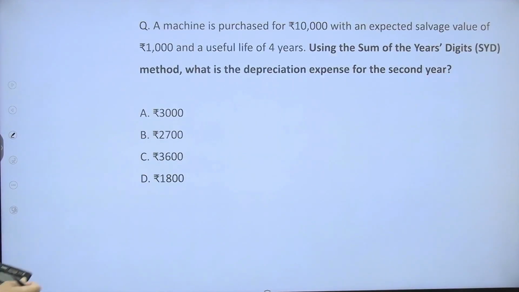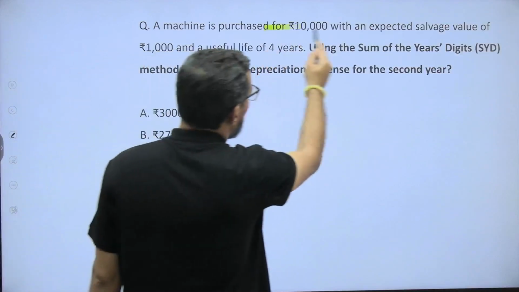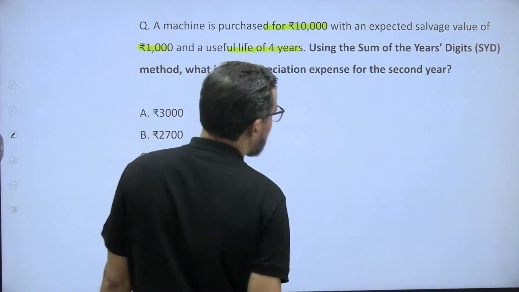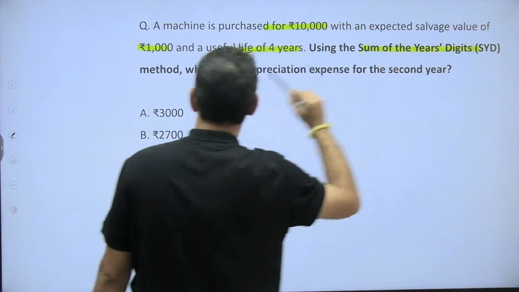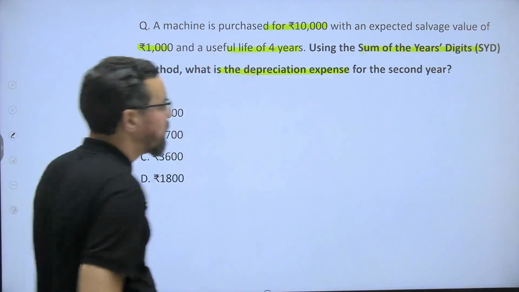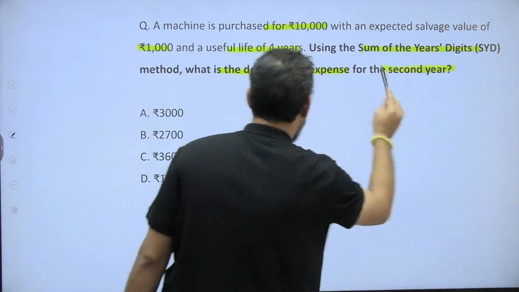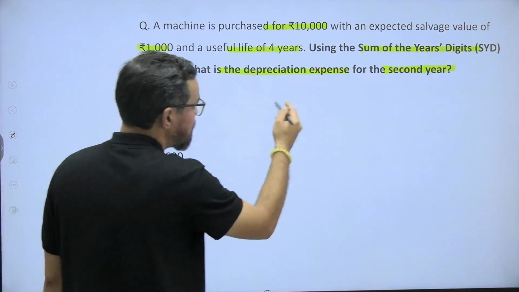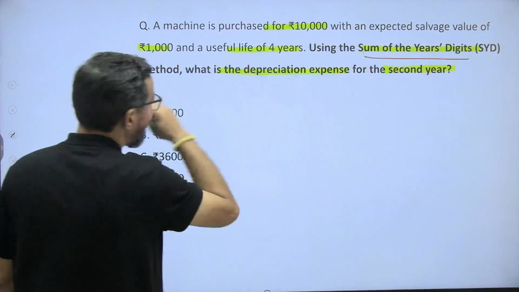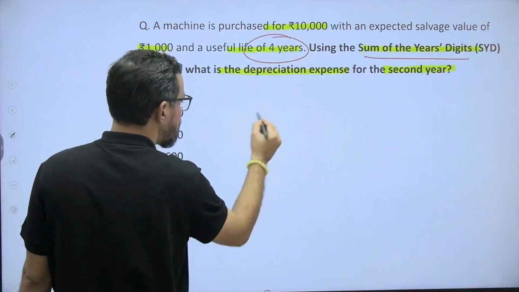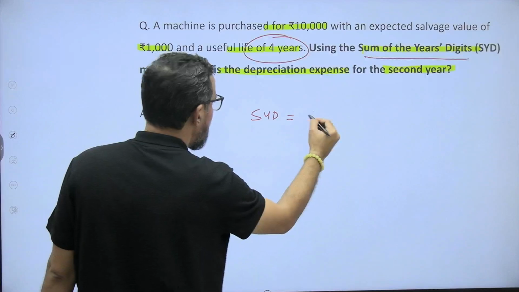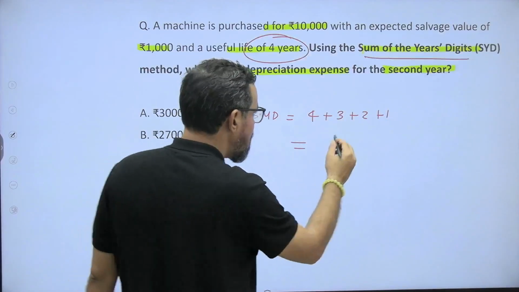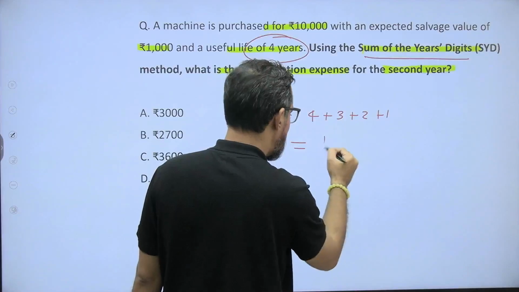Next one. A machine purchased for 10,000, expected salvage value is 1,000, useful life is 4 years. Using the sum of year digit method, calculate depreciation expense for the second year. So you have to use sum of year digit. Useful life is how many years? 4 years. So the sum of year digits will be 4 plus 3 plus 2 plus 1, which is equal to 10.